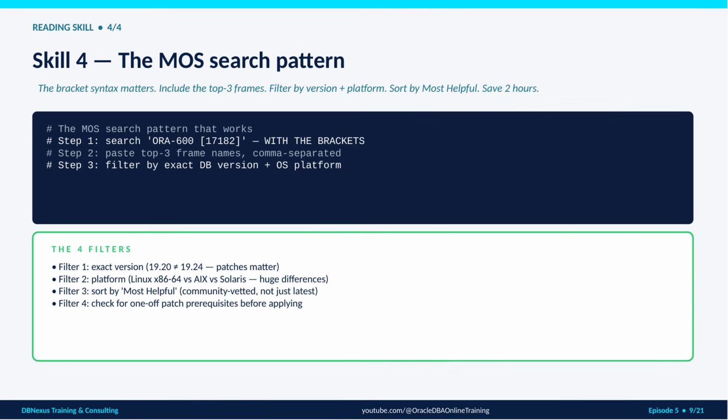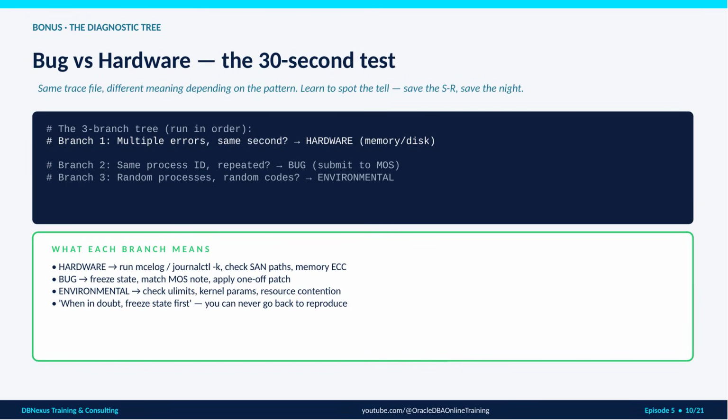Bonus 1, the diagnostic tree. Same trace file, completely different meaning depending on the pattern. Run this in your head, takes 30 seconds. Branch 1, multiple errors, same second, different processes, same instant. That's hardware: memory, disk, ECC failure. Run mcelog, check journalctl -k, checks and paths. Branch 2, same process ID, repeated over hours, consistent pattern, that's a bug. Something in your workload hits an unpatched code path. Match it in MOS, apply a one-off patch.